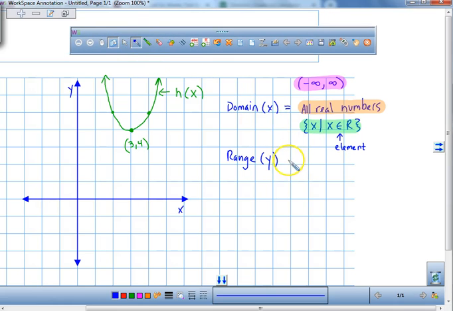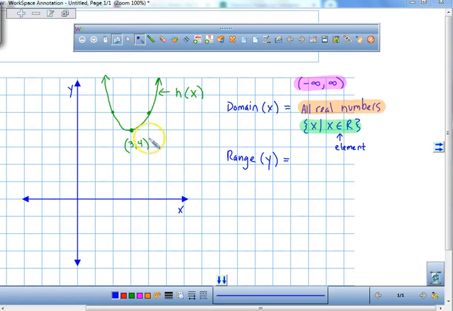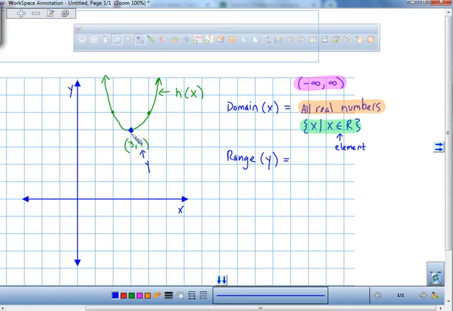Now, the range is the set of all of your y values. Do the y values go up and down forever, or is there a starting point for your y values? Starting point. What is your starting point for your y values? Nope, the y-intercept's over here. Where? 4. Yeah, right there. So look, what does your y value start at? Your y value starts at a 4. Now, from there, is it getting bigger or smaller?